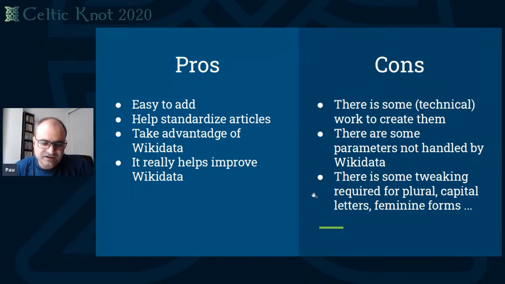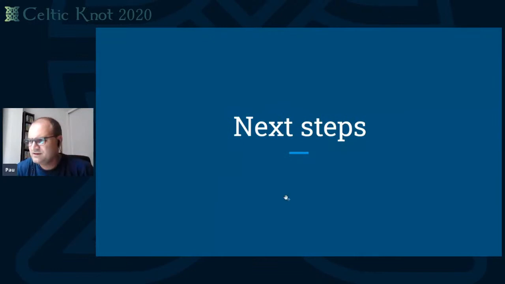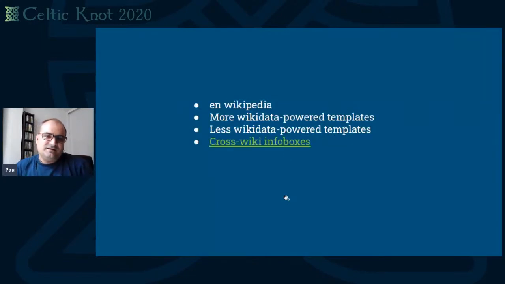If you are in a small Wikipedia, it is really worth it. Which are the next steps? Next steps. I know there are some problems implementing this kind of infoboxes in English Wikipedia. I don't know much about it, but somebody can ask or explain something in the Q&A we have later.